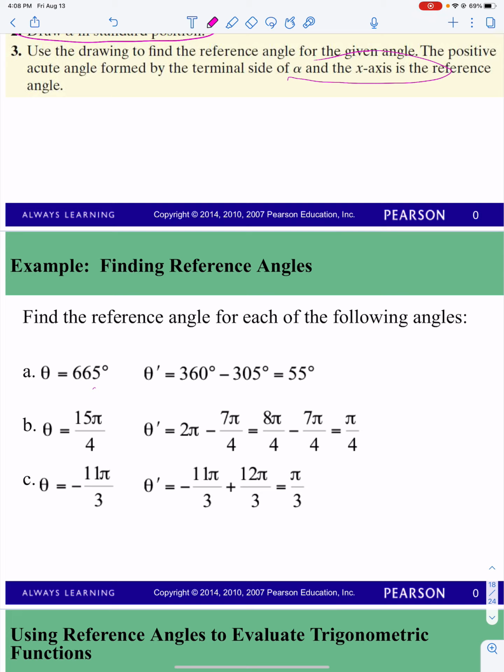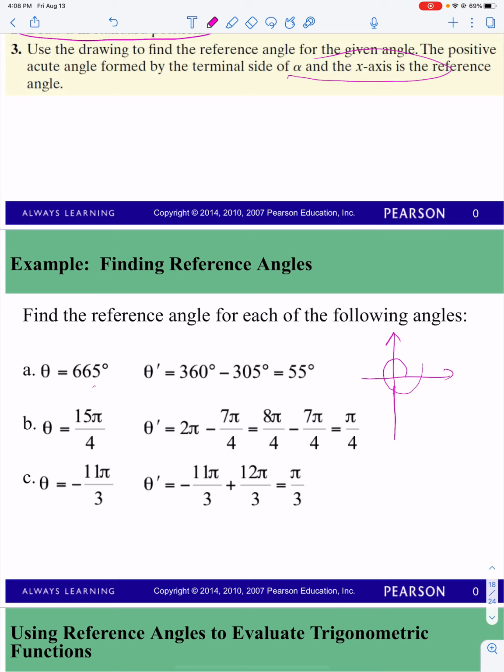Okay, so take 665. One revolution is 360, a perfect circle. So you have 360, and you continue more, another 305.